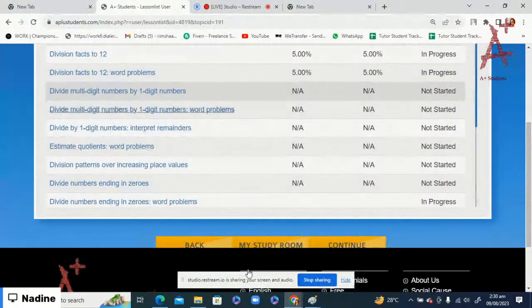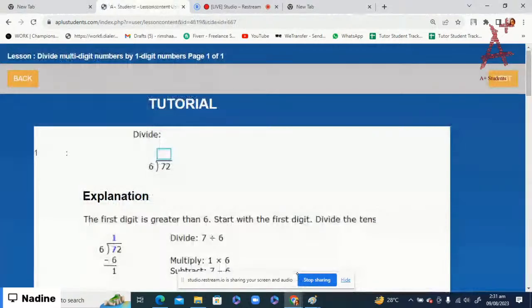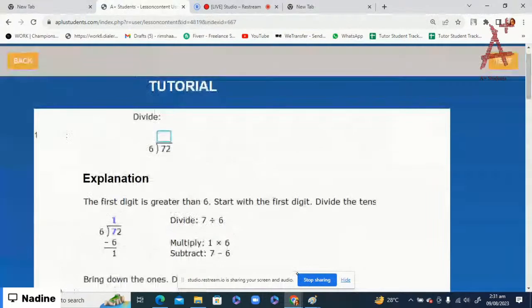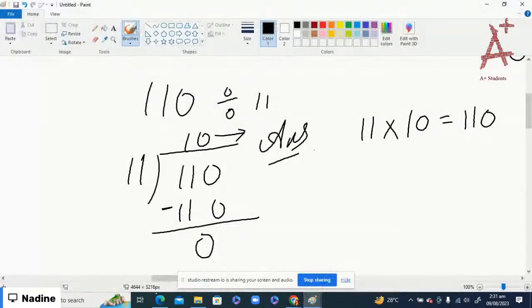Okay, here is the third lesson, that is divide multi-digit numbers by one-digit numbers. So here we're going to divide multi-digit numbers by one-digit numbers. Okay, let's do it. There are different numbers here. First we're going to take 72 and 6. Let's start from there.